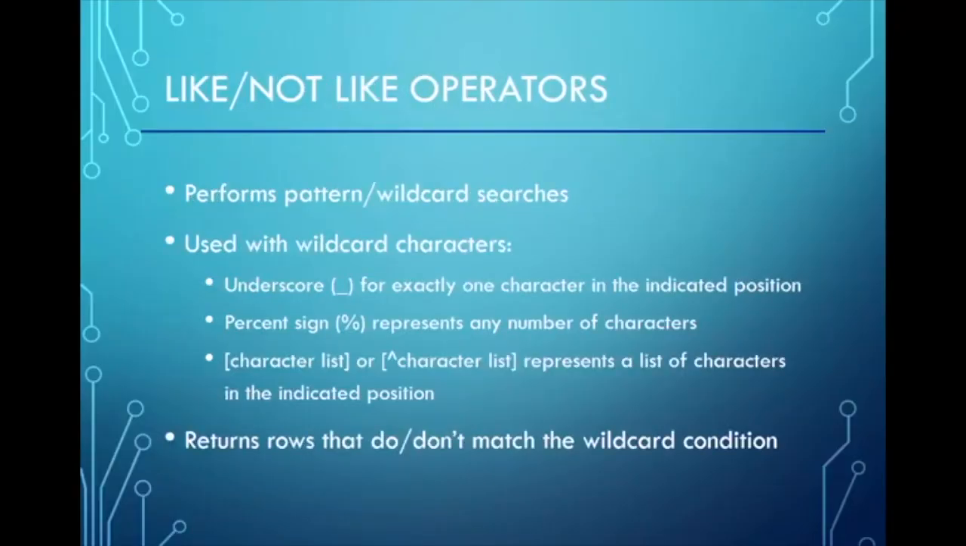Next we have our like and not like operators. These perform a pattern or wildcard search. They're used with the wildcard characters. So there's an underscore that represents exactly one character at whatever position it's placed in the string. There's a % sign which represents any number of characters, including 0. And there's the option to include a list of characters or exclude a list of characters at a certain position. And this will return rows that do or don't match the condition. So do if you use the like operator, and don't if you use the not like operator.